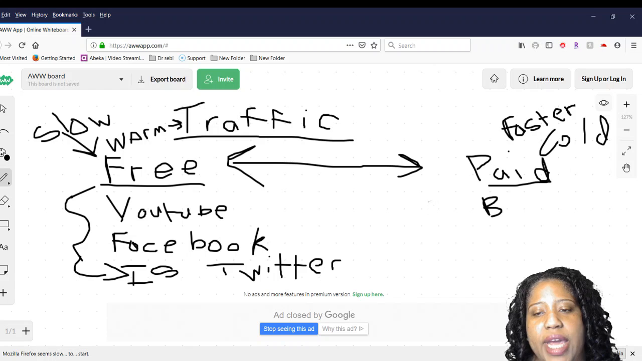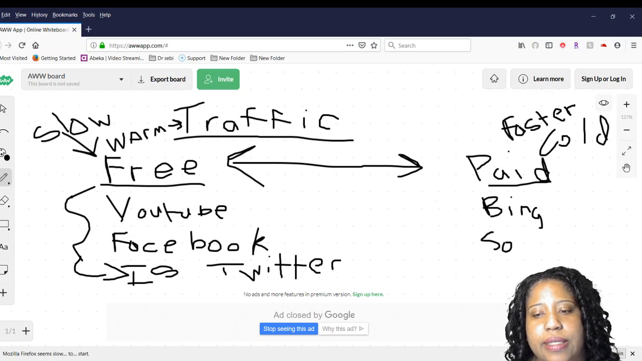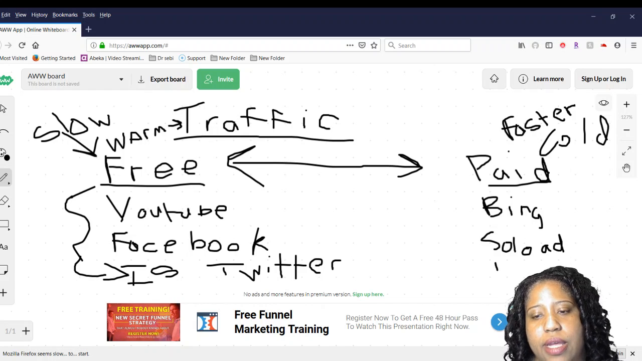So some of the ways that you can get paid traffic would be from Bing. It could be solo ads. It can be paid Facebook ads, and it can be paid YouTube ads.